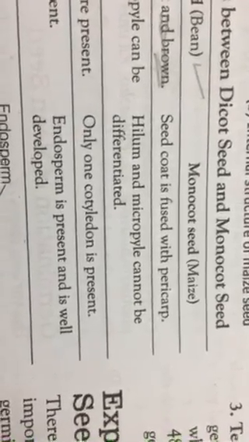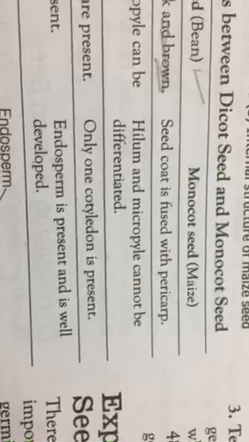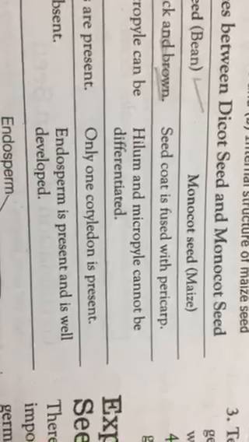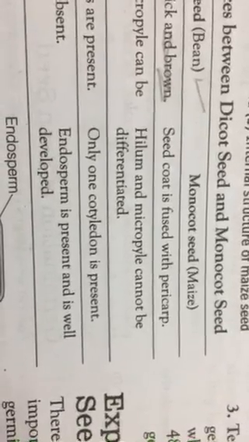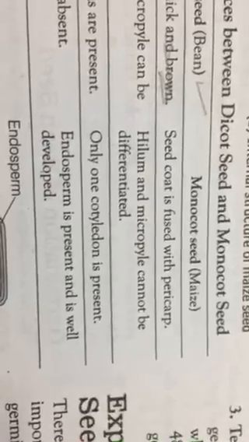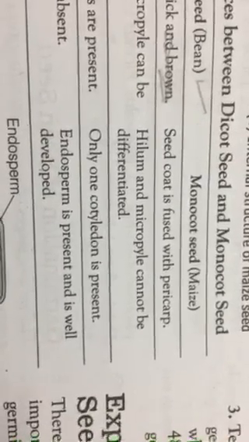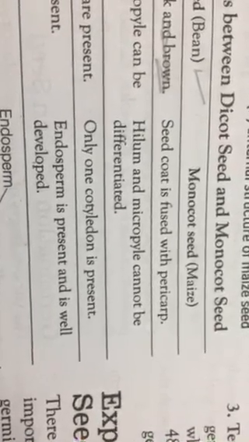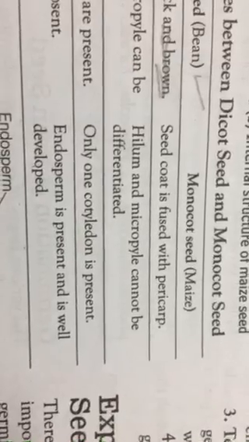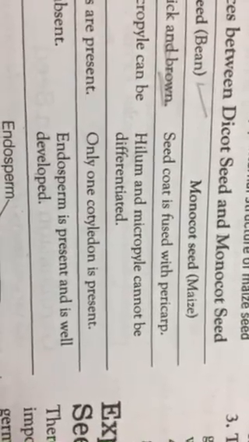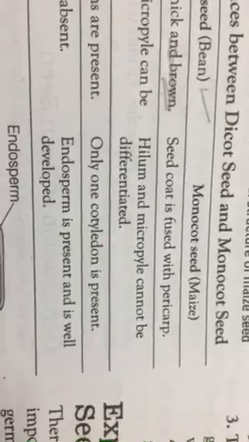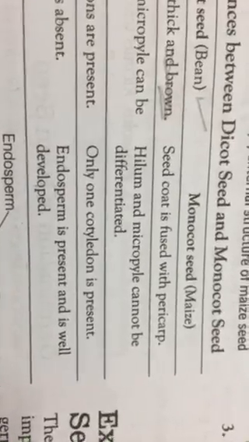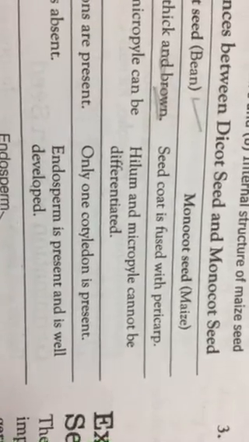So in contrast to this character, you can note down the same contrast characters again for monocot with the example of maize. Seed coat is fused. That is why it has a special name called pericarp. Pericarp is also known as the term for seed covering or seed coat. Here hilum and micropyle are not prominent. Only one cotyledon is present, and that is why it is included in monocot. Endosperm is present as well as well developed.